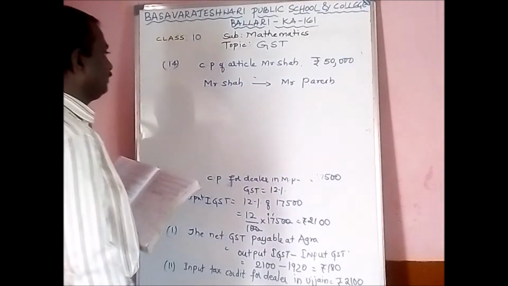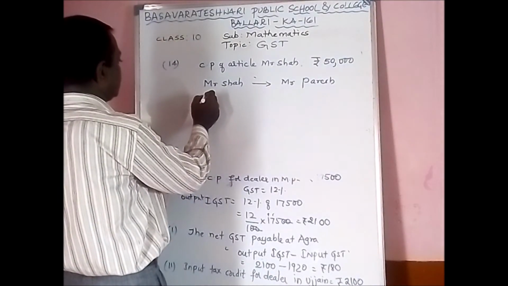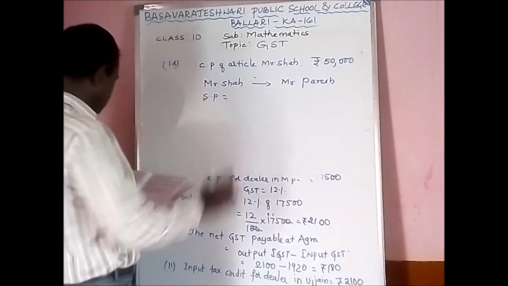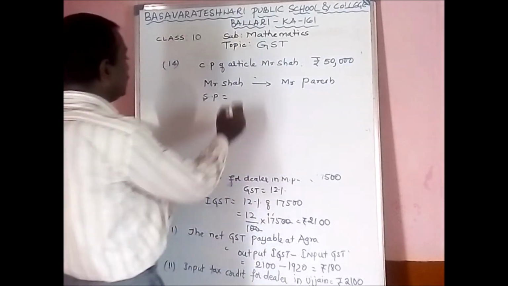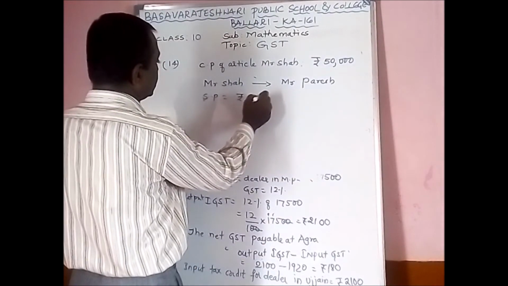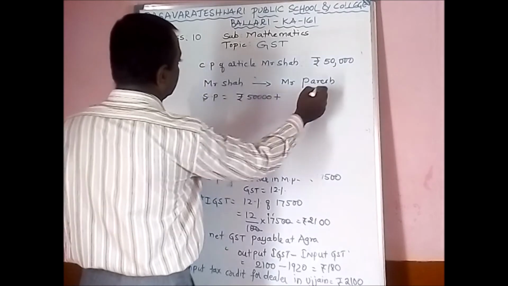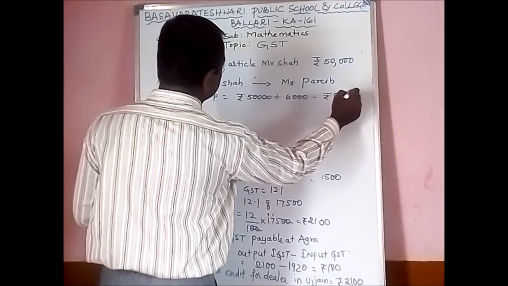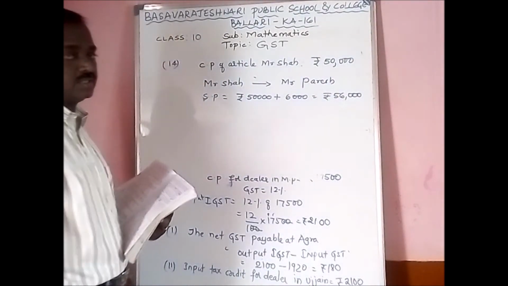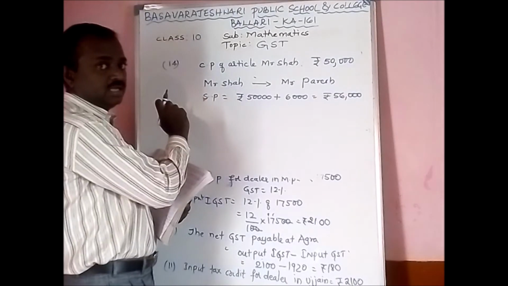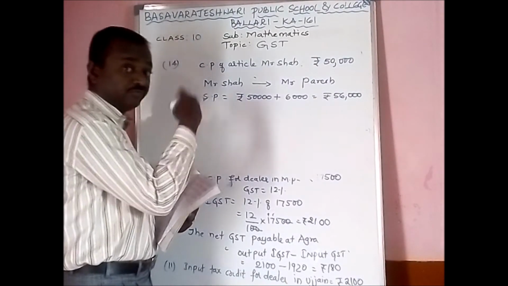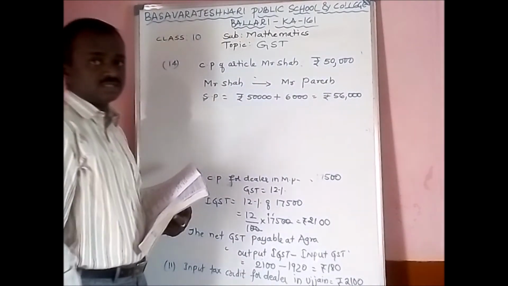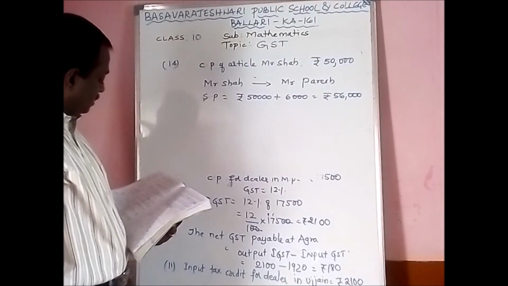Mr. Paresh. So what is the cost price now? Selling price is equal to what he is selling at a profit of 6,000. So therefore rupees 50,000 plus profit 6,000 rupees. That is rupees 56,000. He is selling that article. Remember, understood? He is not selling only for 50,000. He is selling the article with the profit of 6,000. That means his 6,000 should be added to 50,000. That is 56,000.